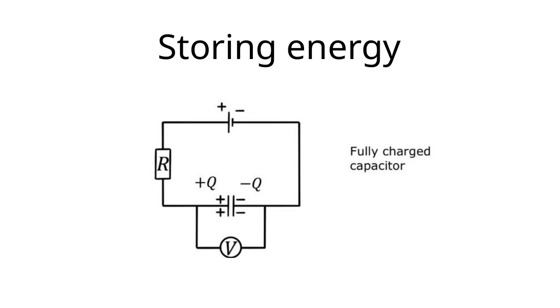In the diagram here, you can see a simple circuit with a resistor, a battery, and a capacitor. When the capacitor is fully charged, it holds a positive charge on one plate and a negative charge on the other, indicated by +Q and -Q. The voltage across the capacitor reaches a maximum, and the current in the circuit stops flowing. This stored electric charge represents energy that can be released later when needed.